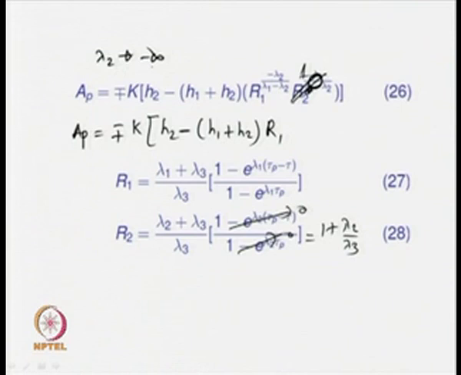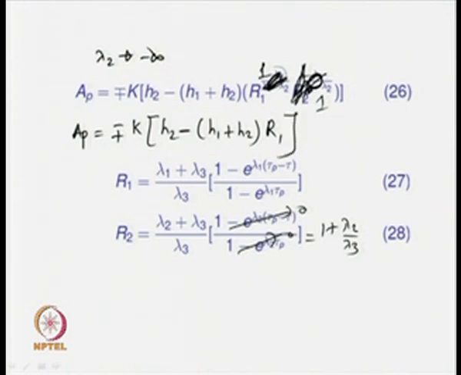When lambda 2 tends to minus infinity, this is a large value, so lambda 1 can be neglected. So, we will have minus lambda 2 in the numerator and minus lambda 2 in the denominator. Thus, this will be a power of 1. So, simply R 1 to the power 1 and R 2 to the power 0 will give you 1 ultimately. Thus, A p will be minus plus k times H 2 minus H 1 plus H 2 R 1.